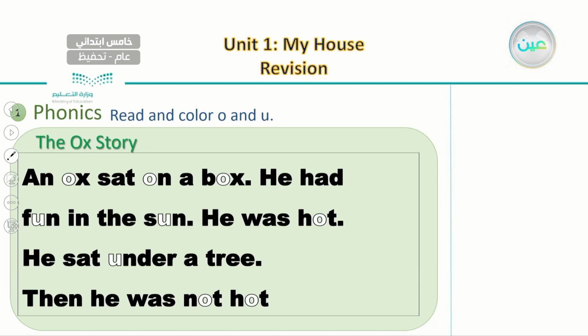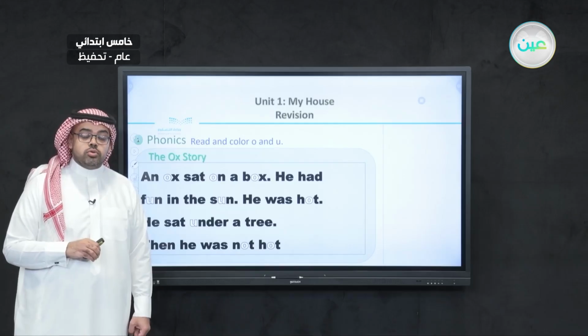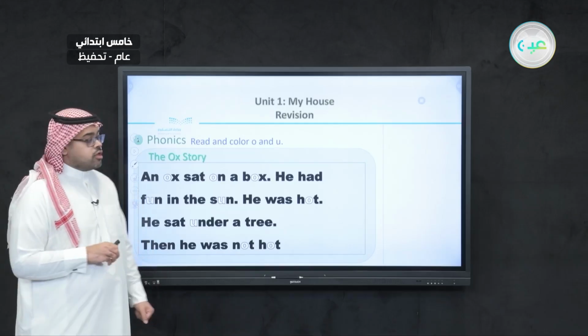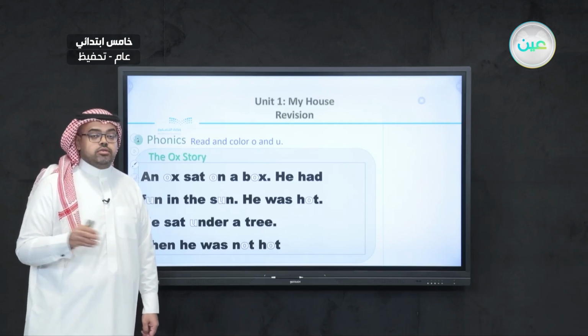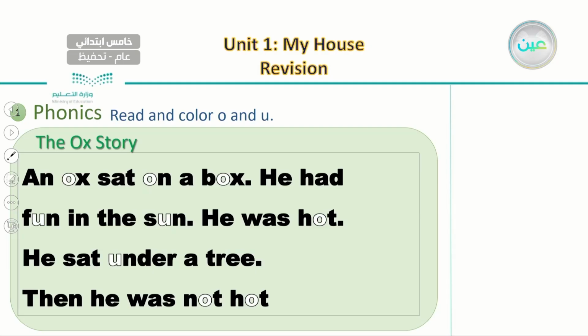So now what we're going to do, which is the second thing we did last time, is to color letter O and to color letter U with different colors, so we can know and differentiate between O and U. So let's try to color these letters O and U.